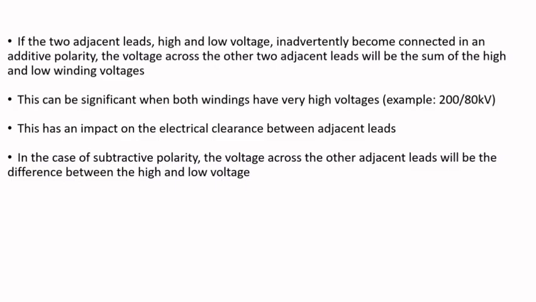So if two adjacent leads, one high voltage and one low voltage, like I was showing, H1, H2. So let's take subtractive, X1, X2. So that means dot here. The dot just signifies the direction of the winding.